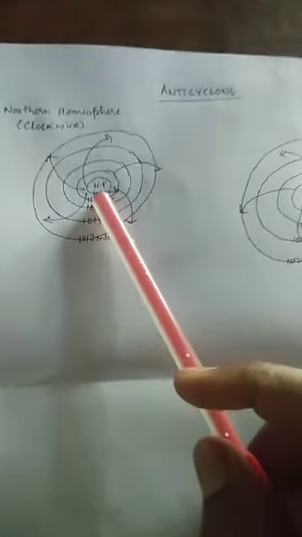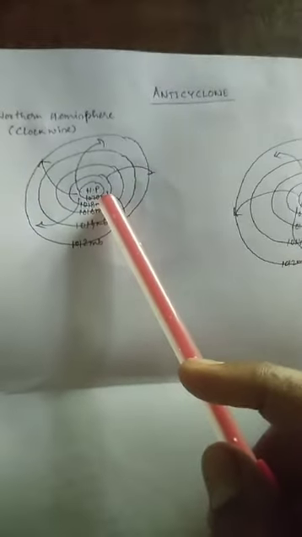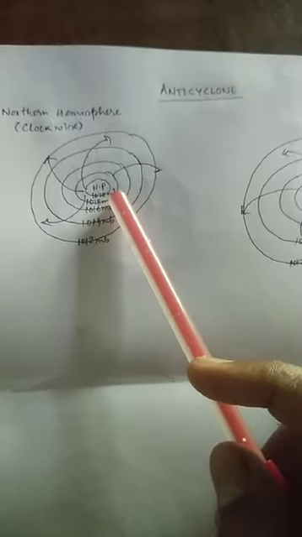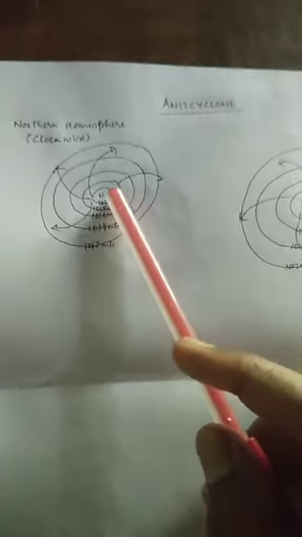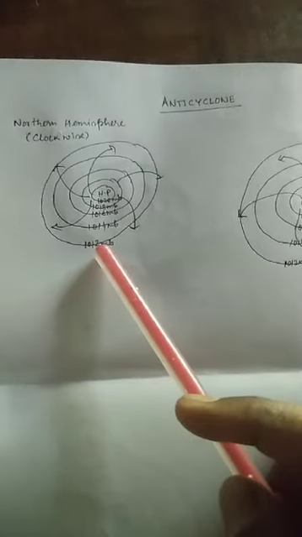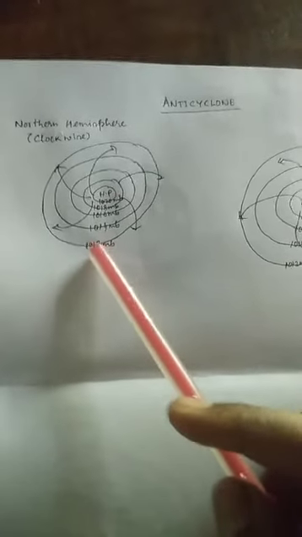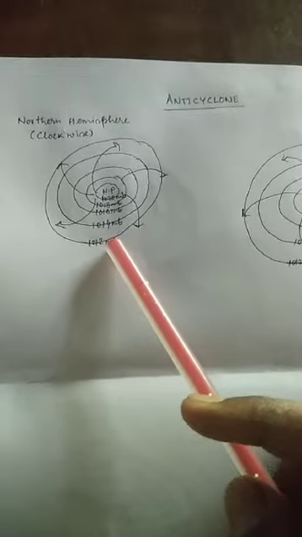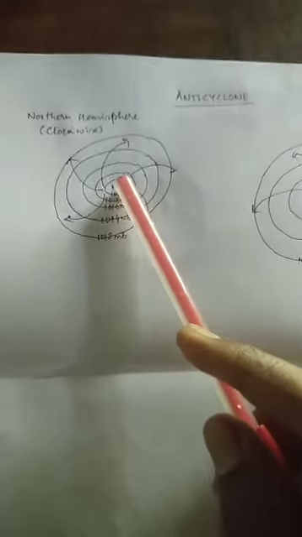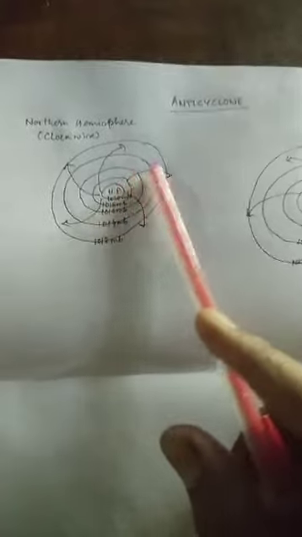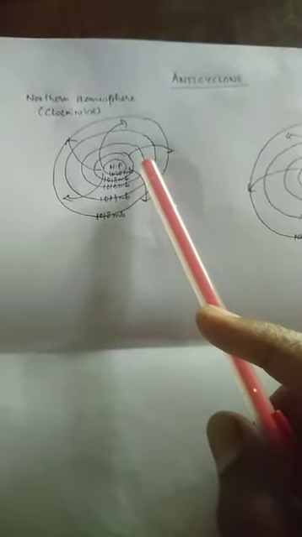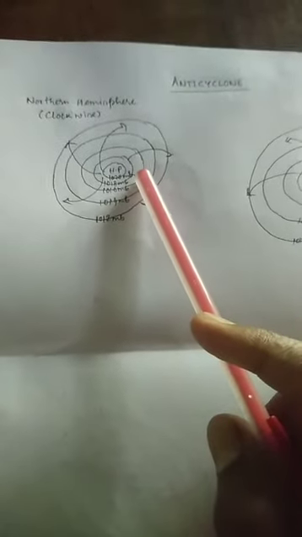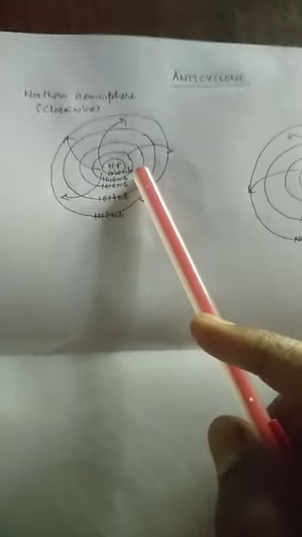See, here is high pressure, 1020 millibar at the center of that particular region, and here is 1012 millibar. So the pressure in that region is less compared to the center, so wind is going outward from the center of the anticyclone. So this is the inverse of cyclone.